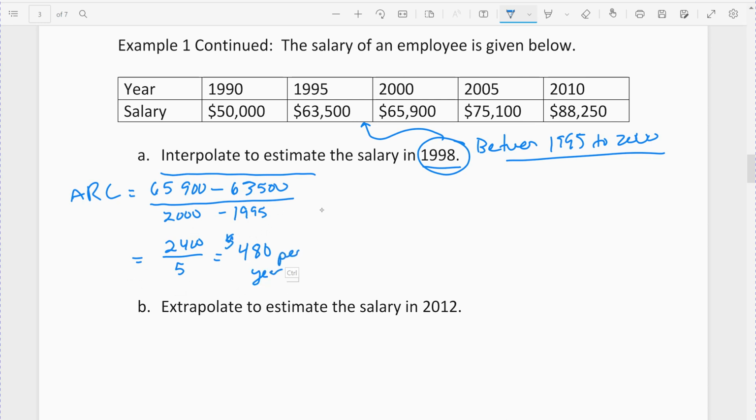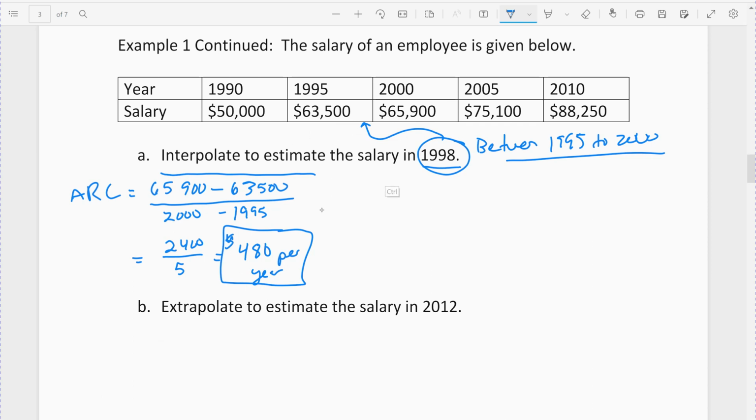per year. All right, so on average, the salary grew by $480 per year between 95 and 2000. So it didn't grow by much, those were slow growth years. Actually, if you look at that, it only grew by a couple of thousand between those years. All right, so $480 per year is what the salary grew by between 1995 and 2000.